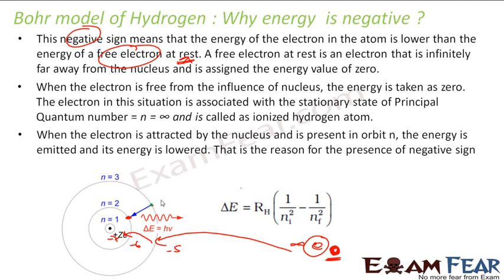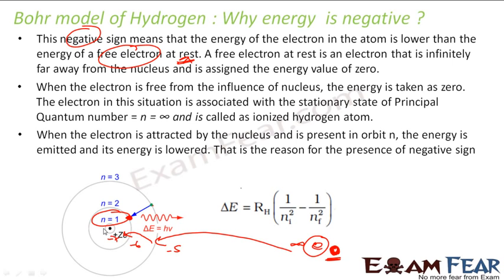And when the electron is attracted by the nucleus and is present in orbit n, the energy is emitted and lowered. So same thing. You just keep going down the levels, you keep losing energy, and the maximum you can do is n equal to 1. You can't go beyond this, and Bohr didn't have any explanation for this. We will have the explanation in the quantum model, why the electron can't jump into the nucleus.